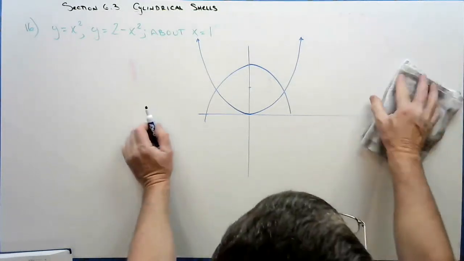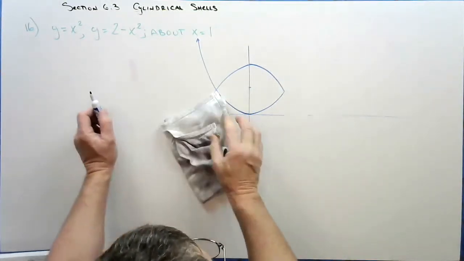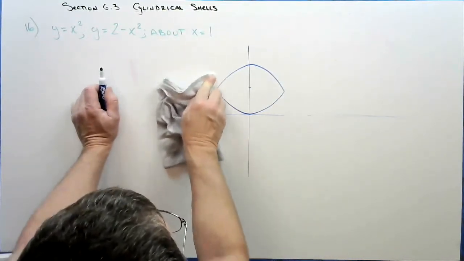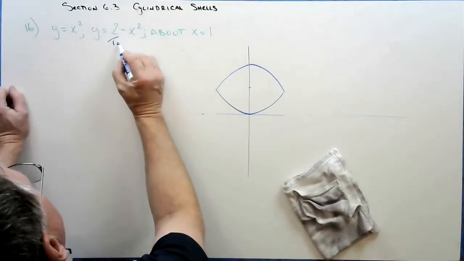So our region that we're going to work with is going to be this shape right here. Right? And remember, our top parabola is this one, right? This is the parabola that's on top.